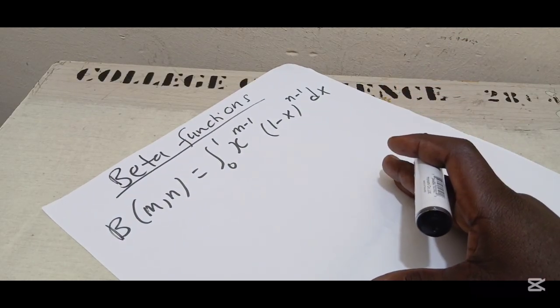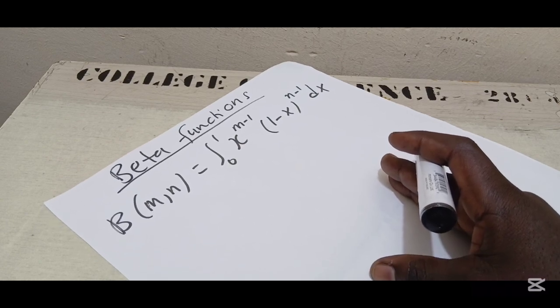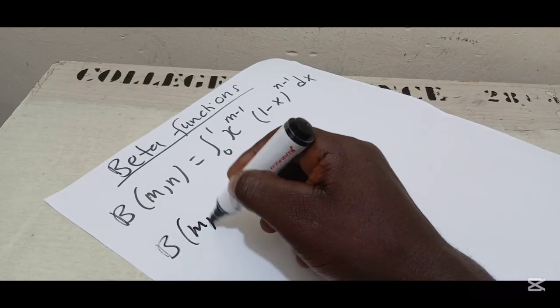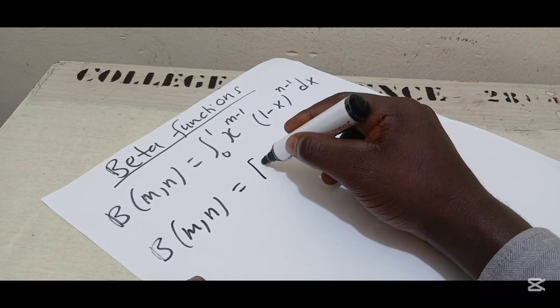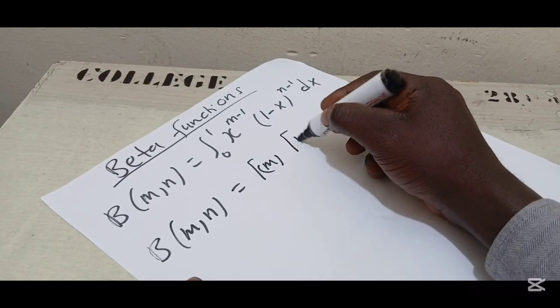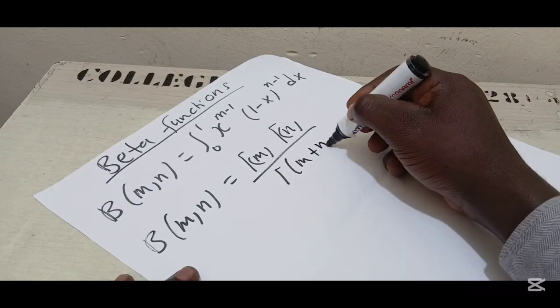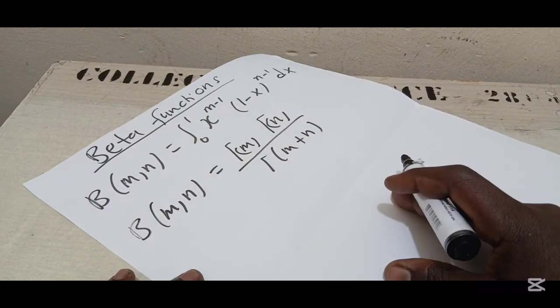There are other formulas that we need to know, the relation between gamma and beta. If we have beta of m, n, it is equal to gamma m times gamma n, all over gamma of m plus n. So this is the relation between gamma and beta.